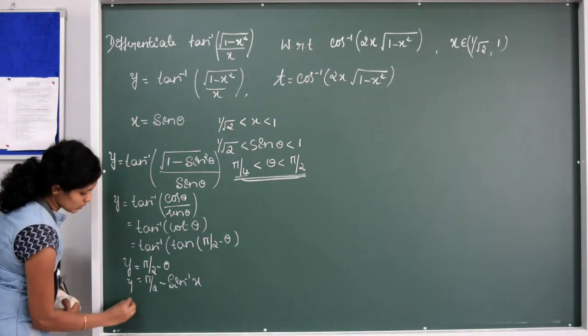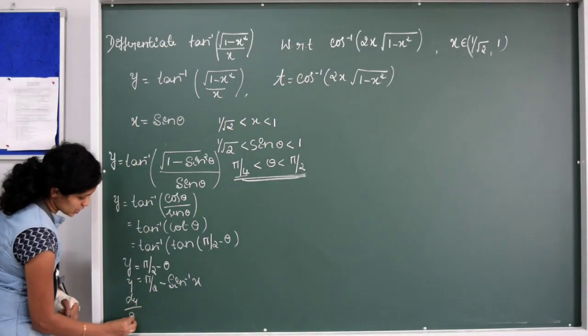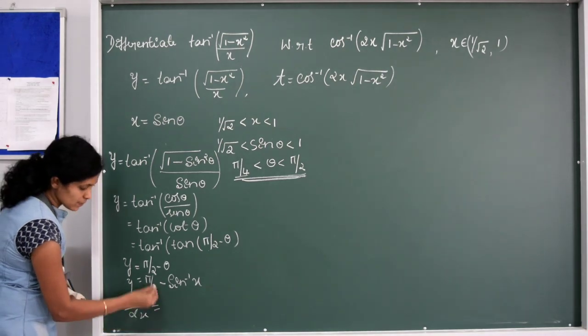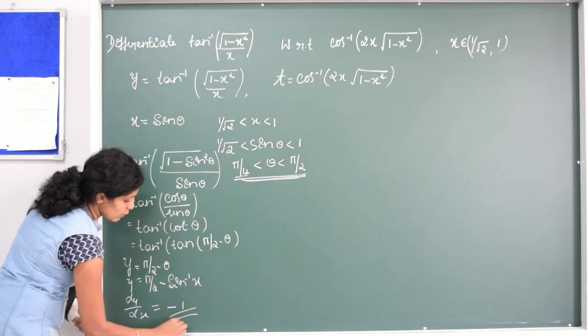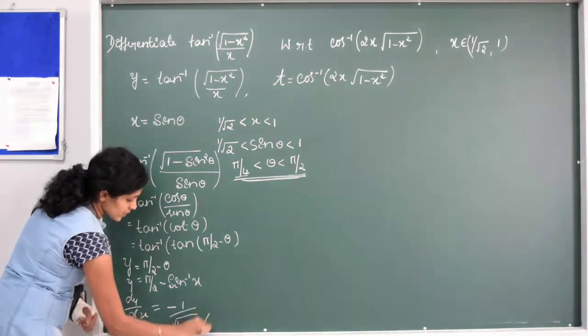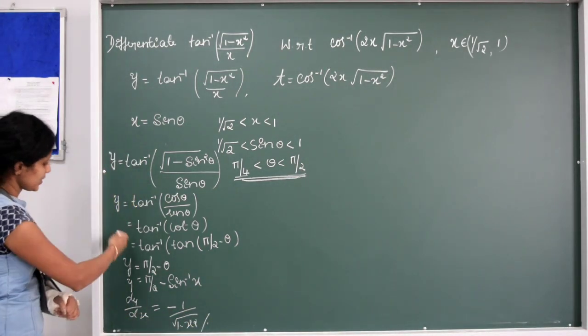So this is y. Now dy by dx, we differentiate with respect to x. Dy by dx, pi by 2 will be 0 minus, sin inverse x derivative will be 1 by root of 1 minus x square. I hope you understood this one. So we got dy by dx.